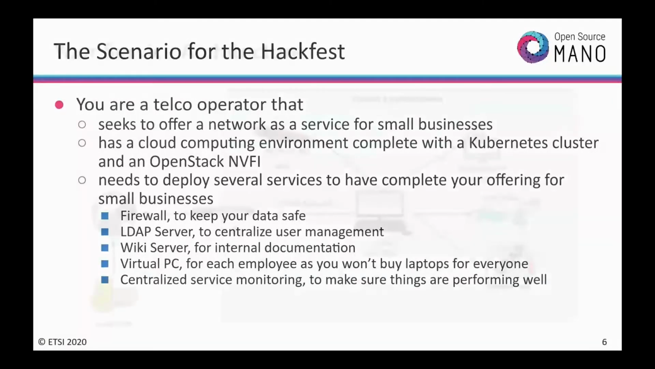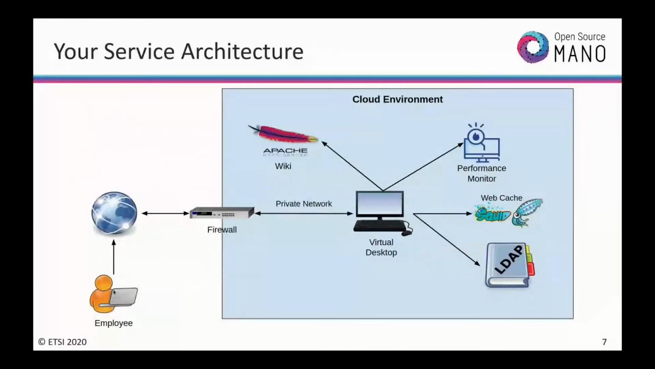So what does this look like? Over here, we've got the employee, which, by the way, you're going to act as your own employee for this week. So you're both the system administrator and you're going to be coming in and seeing these things as if you were the employee as well. Here is the firewall. Behind the firewall is a private network that the virtual desktop sits on. They'll be able to reach the internal web server, the internal wiki from that. It will be able to communicate with the internal LDAP for authentication.